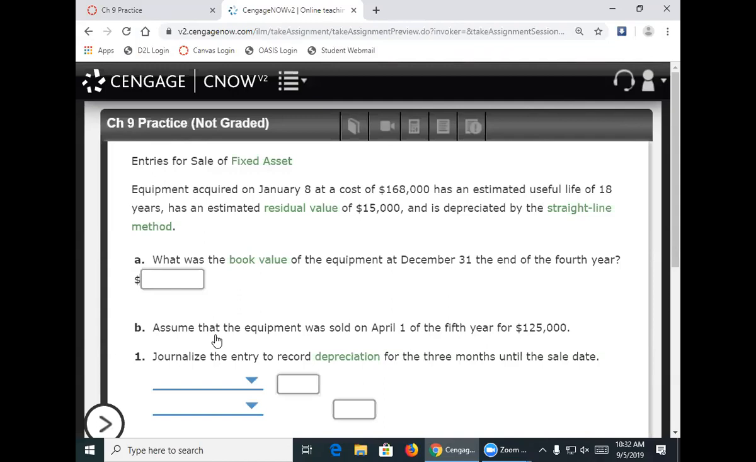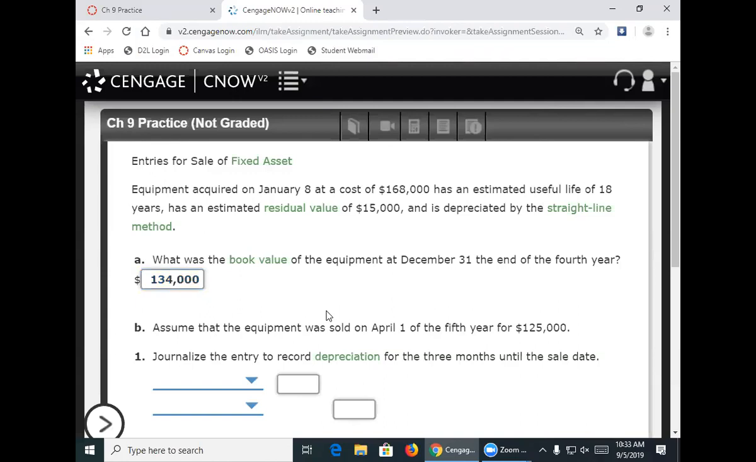So book value is always cost minus accumulated depreciation, right? So 168,000 minus the 34,000 depreciation is 134,000. Very good. So my book value at the end of year 4 is 134,000.